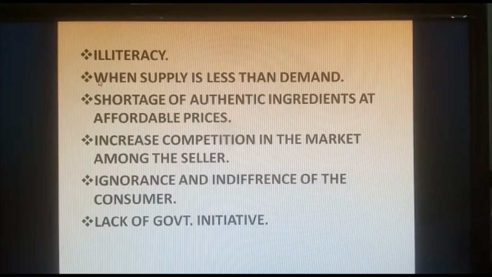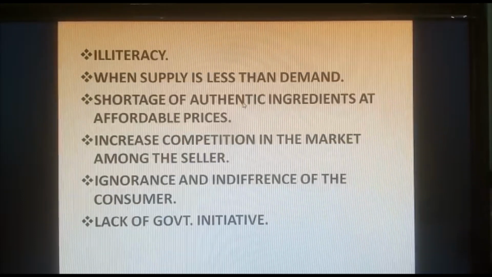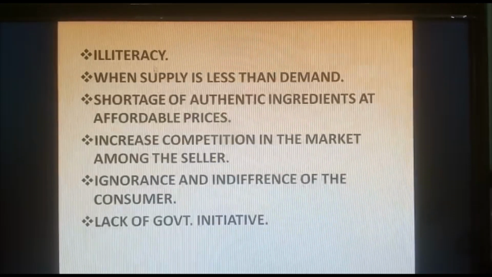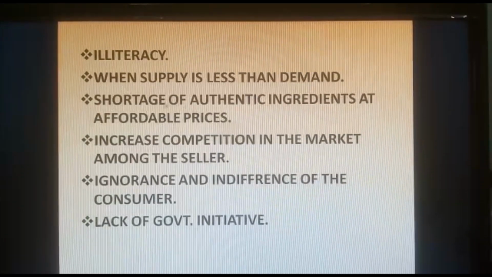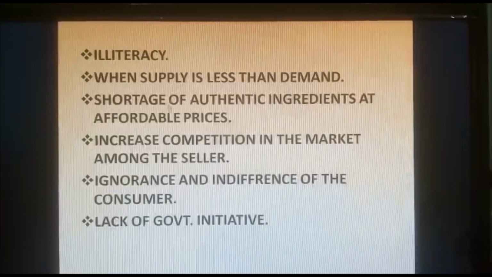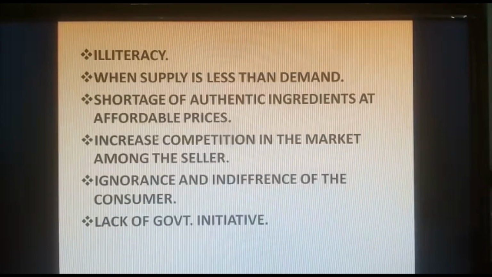Okay, then when supply is less than demand, there is a shortage of authentic or genuine ingredients at affordable prices. We can take one example, that is saffron. It is a very costly product, so due to the high price and shortage, sometimes the seller mixes it with maize fiber and sells it in the market. So that is also one of the reasons for shortage of authentic ingredients at affordable prices, and also one of the reasons for food adulteration. Then increased competition in the market among the sellers.